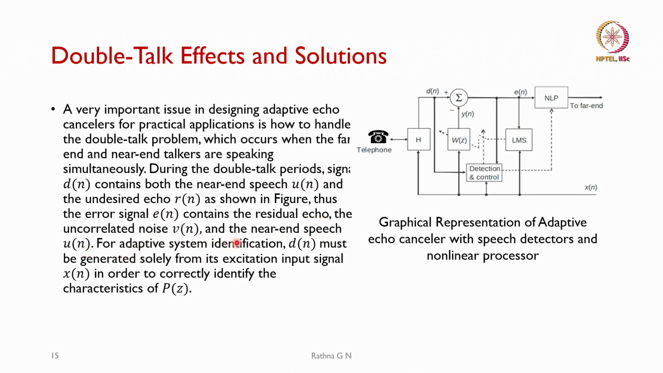So, for adaptive system identification, d(n) must be generated solely from its excitation input signal x(n), in order to correctly identify the characteristics of our P(z) for the hybrid. So, you will be generating it from x(n).